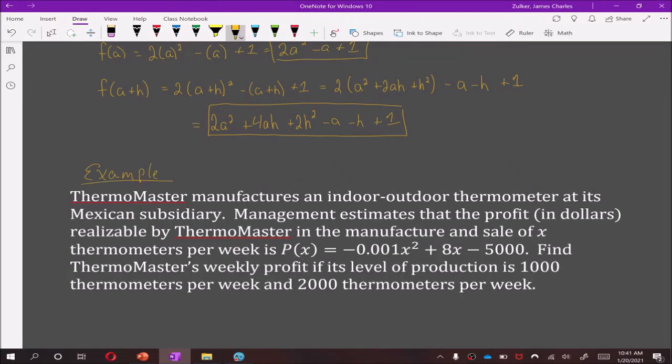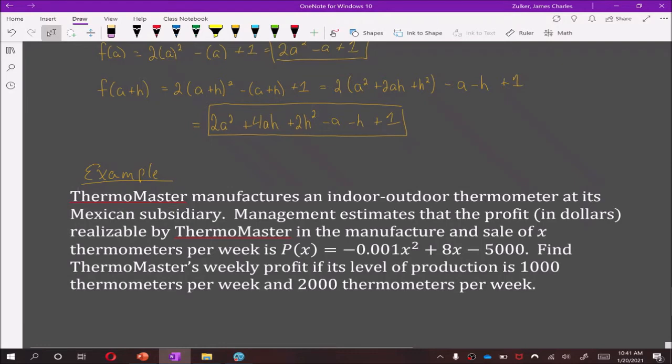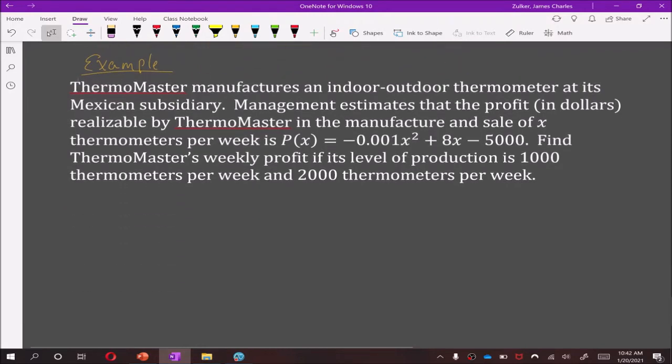And so it says that Thermomaster manufactures an indoor-outdoor thermometer at its Mexican subsidiary. Management estimates that the profit in dollars realizable in the manufacture and sale of x thermometers per week is given by P of x equals this. We want to find Thermomaster's weekly profit if its level of production is 1,000 per week and then 2,000 per week. So what we're looking for is first P of 1,000 and then P of 2,000.